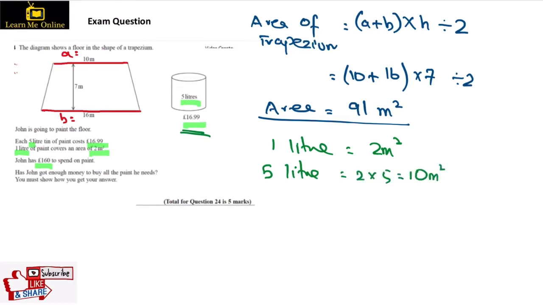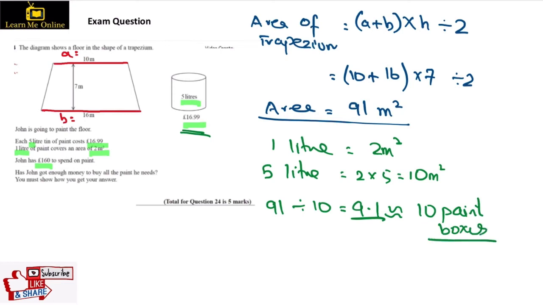Now how many boxes do we need? So when you do 91, which is the total area, divided by 10, you would have 9.1. Because you can't have 9.1 boxes of the paint, you would round that up to the 10 paint boxes you will need. So now we'll be needing 10 paint boxes to paint the whole floor. Now we're going to check whether John has got enough money or not. So John has got £160. We'll see whether we can buy these 10 paint boxes with £160 or not.